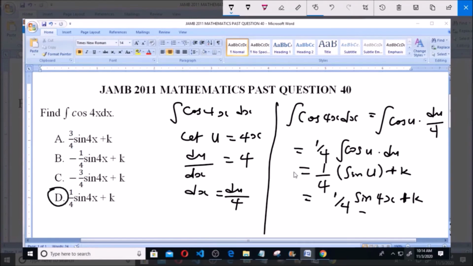You can see what we did here. We said that what? Let u equals to 4x. Then du dx give us 4. Now we say this dx is equals to what? Du over 4. Then we introduce it here. 4x is equals to u. So we say integral of cos u multiplied by what? Dx, which is du over 4. That means 1 over 4 is multiplying this. Now integrating this, we have what? Sine u. And u is equals to what? 4x. So that is what? Sine 4x. So 1 over 4 sine 4x plus k. And that is the answer to this question, which is option D.